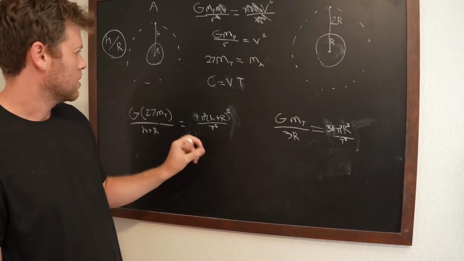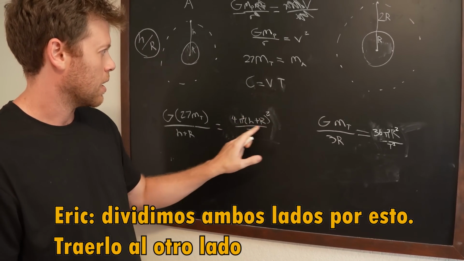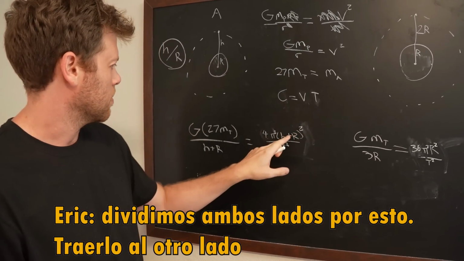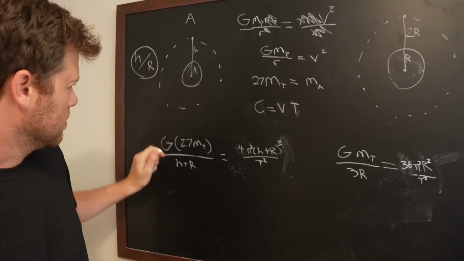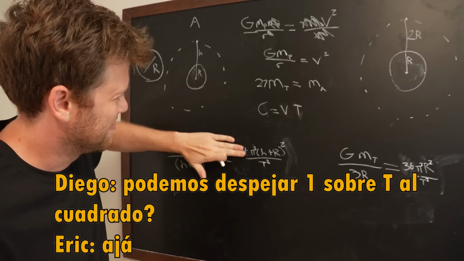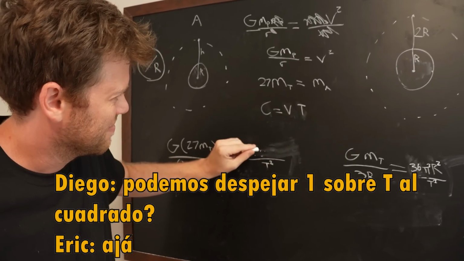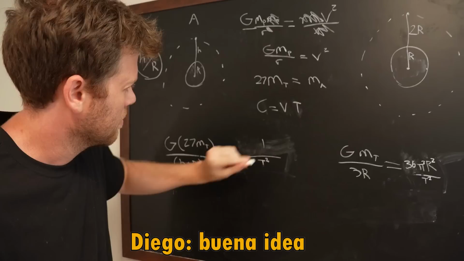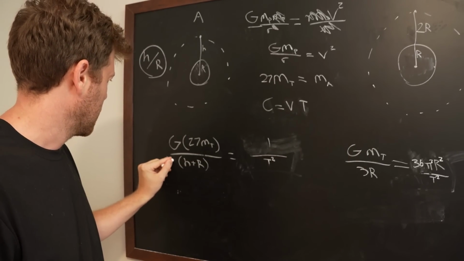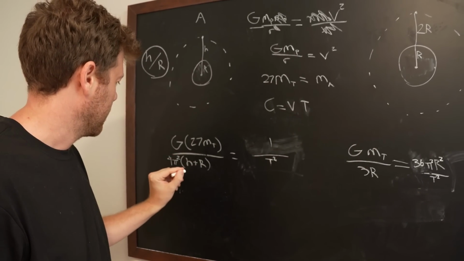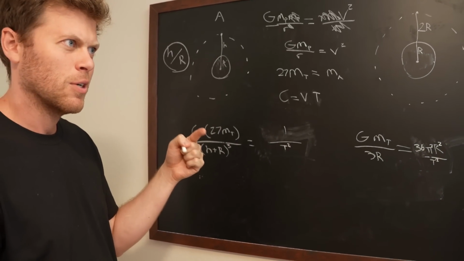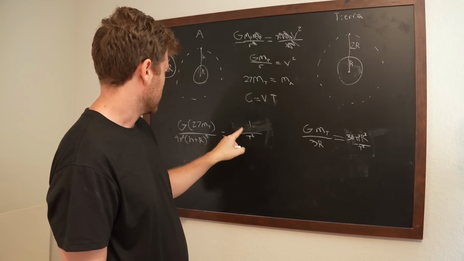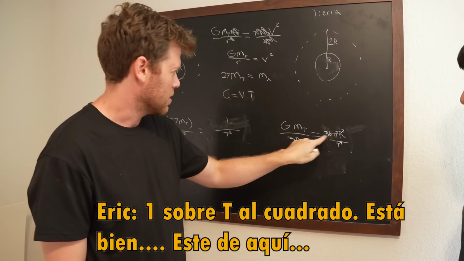Okay, so divide both sides by this. So bring this over here, essentially. Bueno, sí. Can solve for 1 over t squared. Yeah, sounds like a nice idea. Al cubo. So 1 over t squared, that's fine.